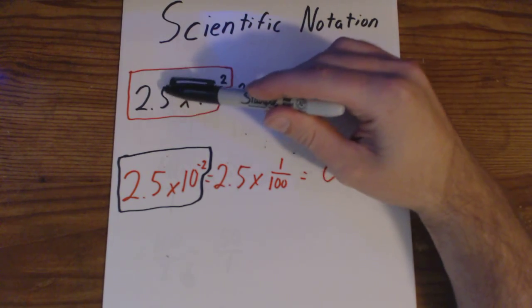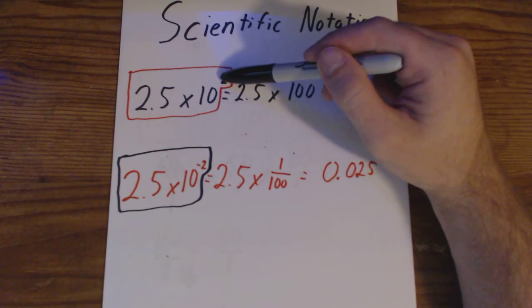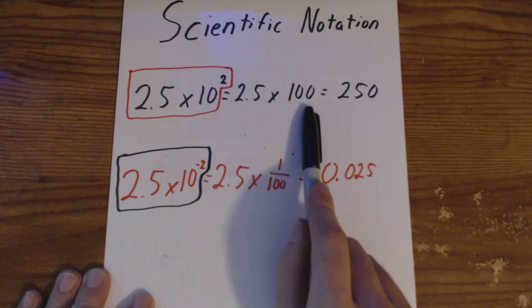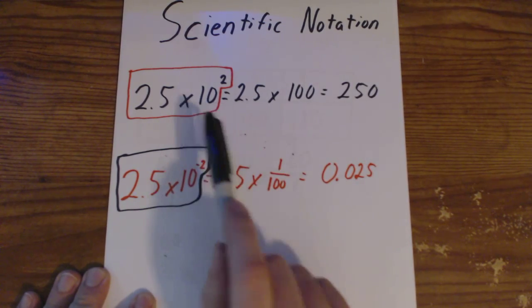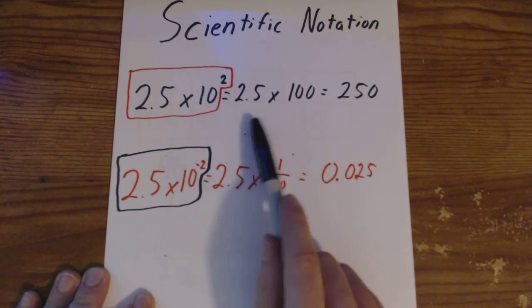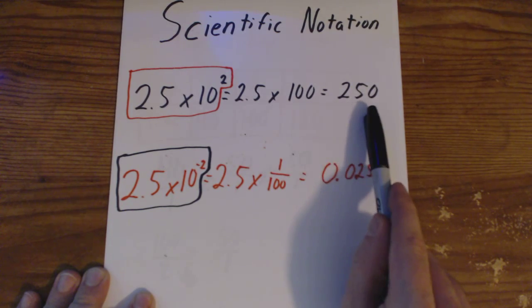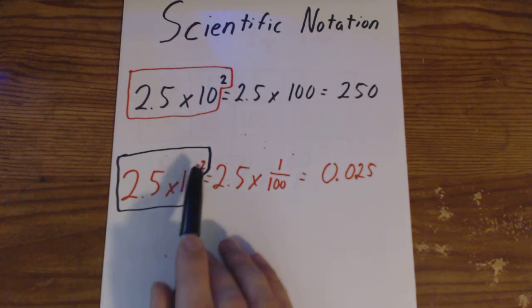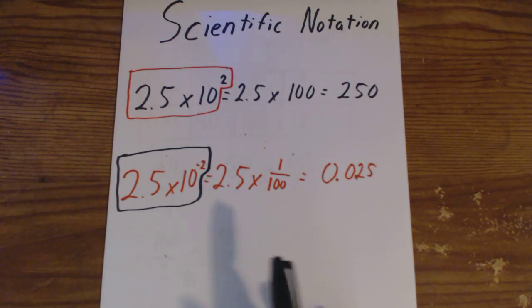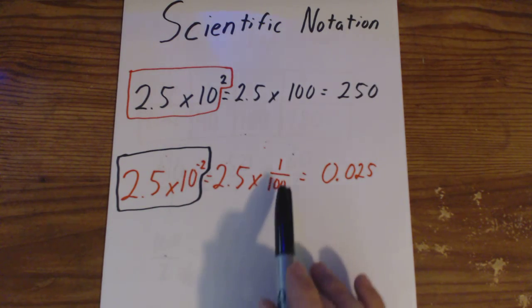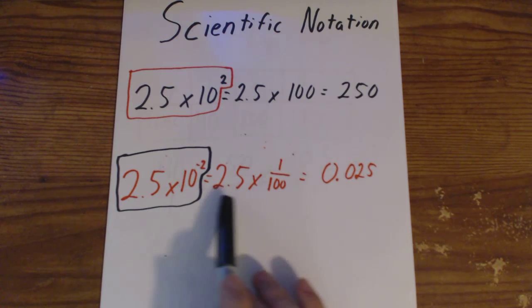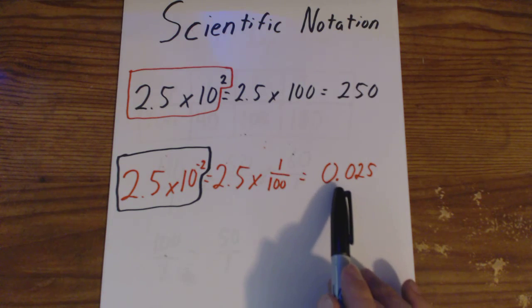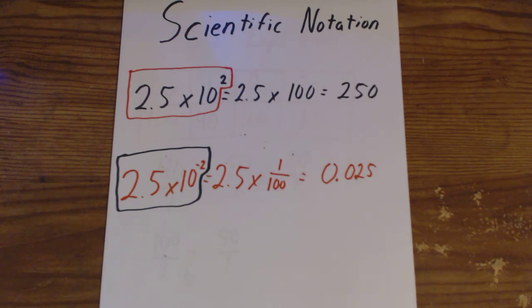We have 2.5 times 10 to the second power, which we could rewrite as 2.5 times 100, because 100 is the same thing as 10 to the second power, which if we wrote it in standard form would just be 250. Now in this one we have 2.5 times 10 to the negative 2, which you guys learned before that 10 to the negative 2 would be the same thing as 1 over 100. So we have 2.5 times 1/100th, which would give us 0.025.